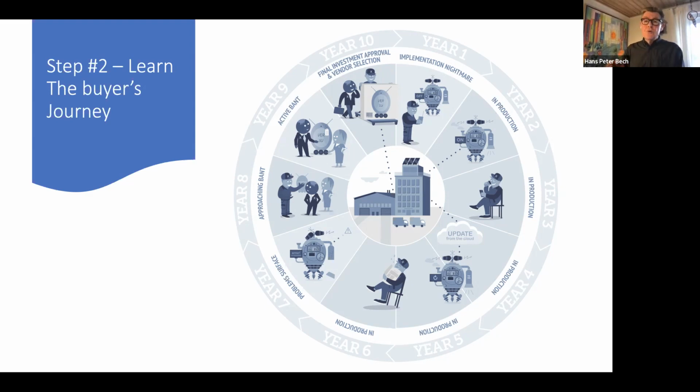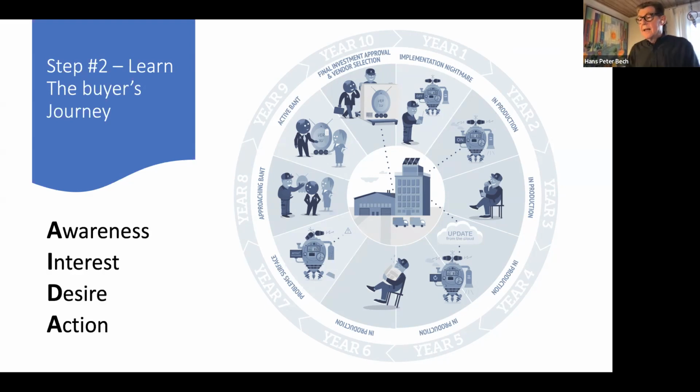What we want to do here is offer information to create awareness, stimulate interest, build desire, and support action. And that is what we call the good old AIDA process. So in short, what step 2 is about is to understand what type of information is required to support the AIDA process. What type of information is required to support the buyer's journey and the purchase process. That's the objective of step number 2.